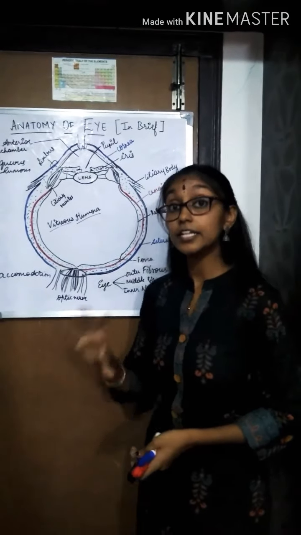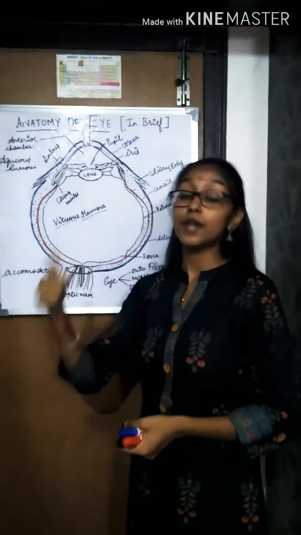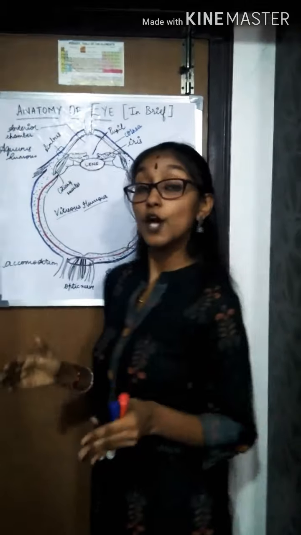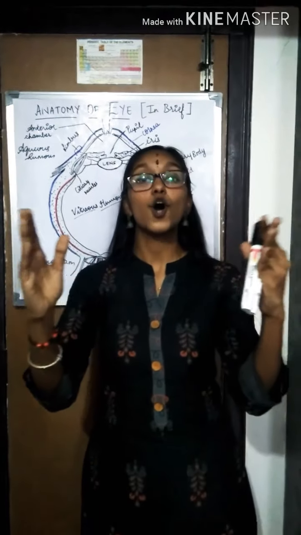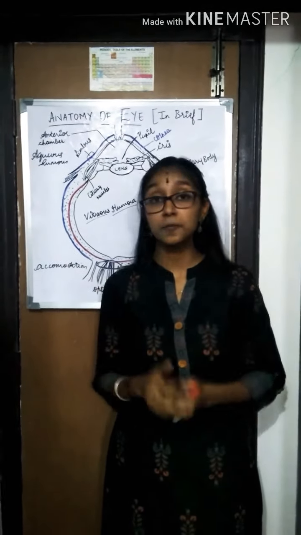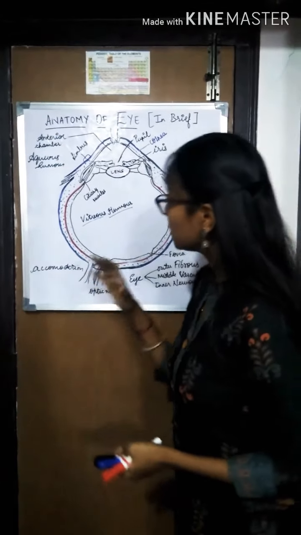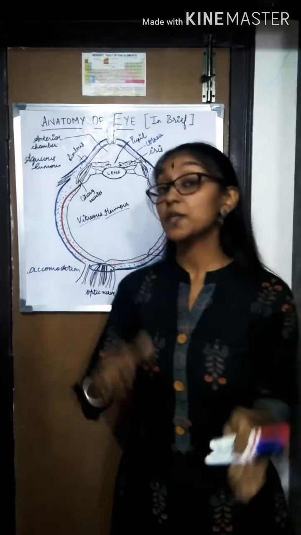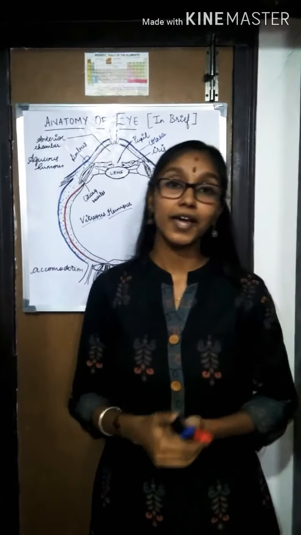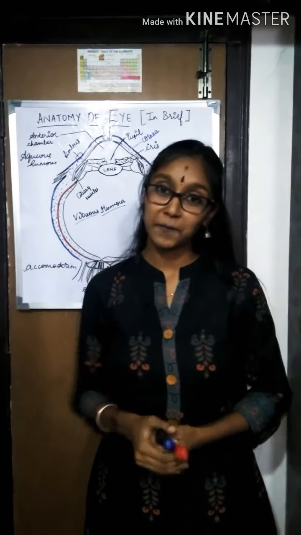Then the brain turns the inverted image right side up, and the image formed is just as the object we see, an erect image. So this is how an image is formed, which is very similar to a camera, and that is why the eye is like a camera.